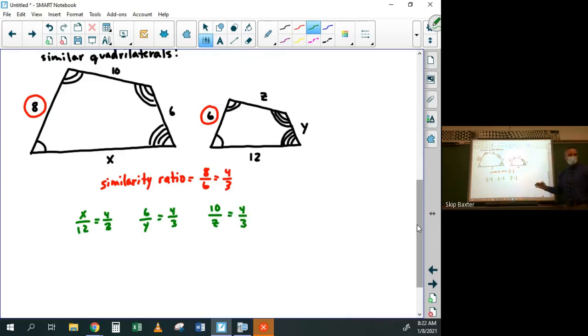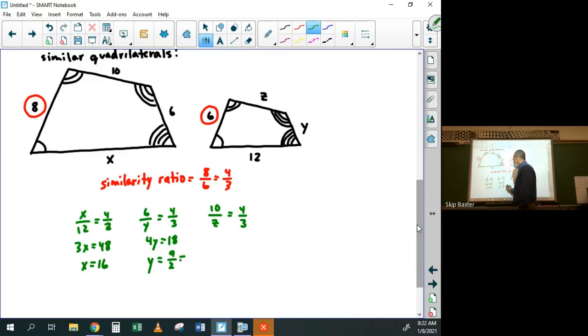3 different little equations I have to solve. Each of them can be solved by just cross multiplying, super easy. This one would be 3x equals 48, so x is 16. This one would be 4y equals 18, so y would be 18 divided by 4, is 9/2, or 4.5. Cross multiply here, I get 4z equals 30. So z would be 30/4, or 15/2, 7.5. And that's it. Those are the missing side lengths.